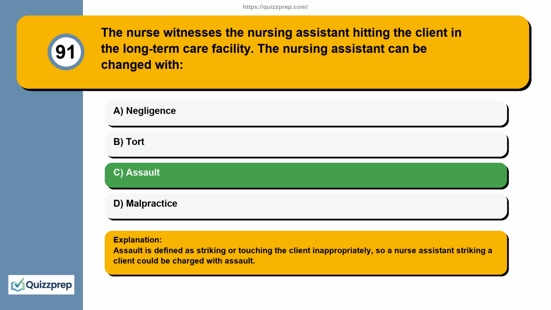Assault is defined as striking or touching the client inappropriately, so a nurse assistant striking a client could be charged with assault.